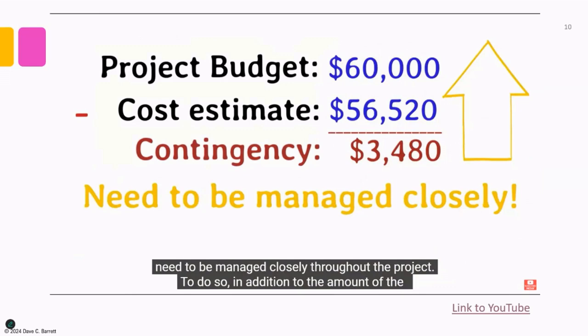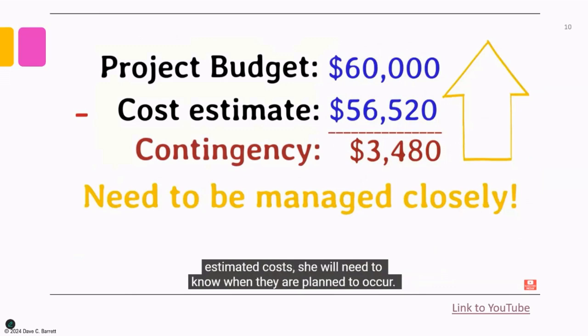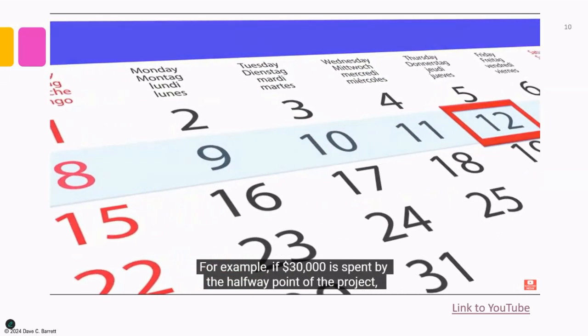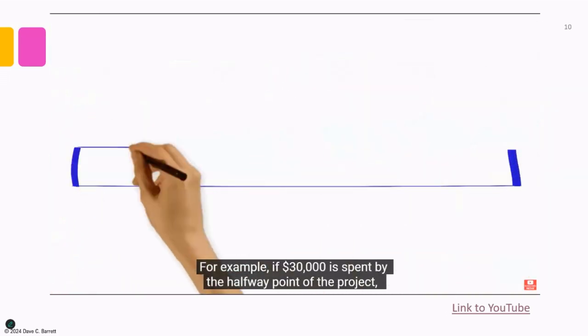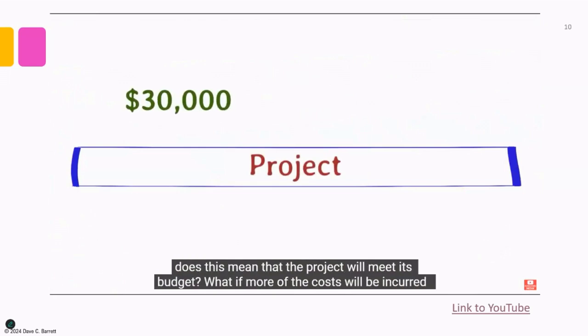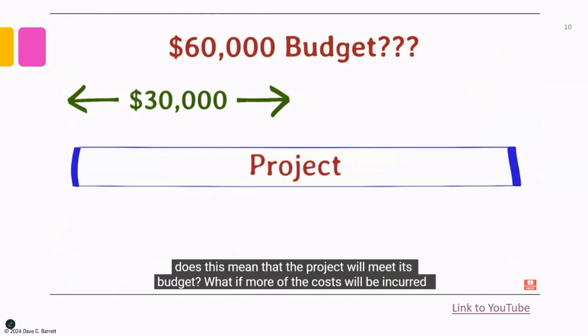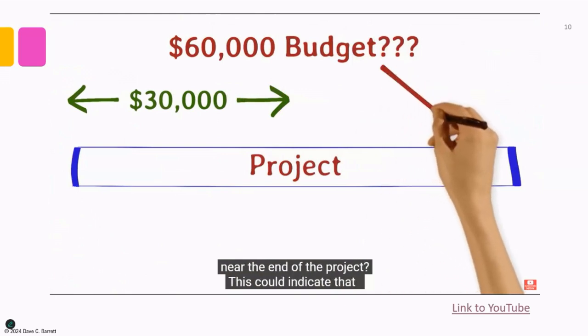To do so, in addition to the amount of the estimated costs, she will need to know when they are planned to occur. For example, if $30,000 is spent by the halfway point of the project, does this mean that the project will meet its budget? What if more of the costs will be incurred near the end of the project?